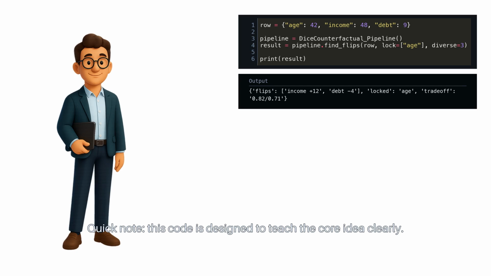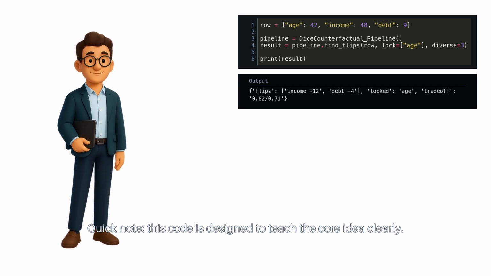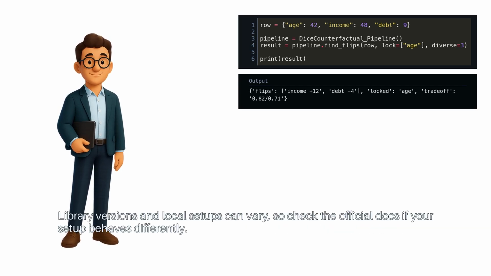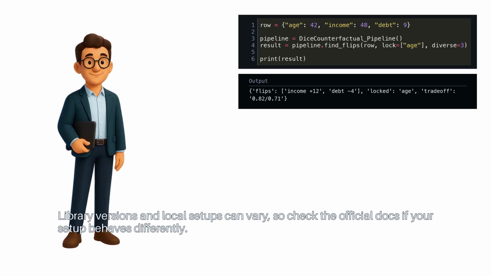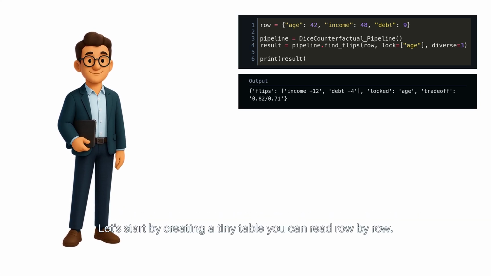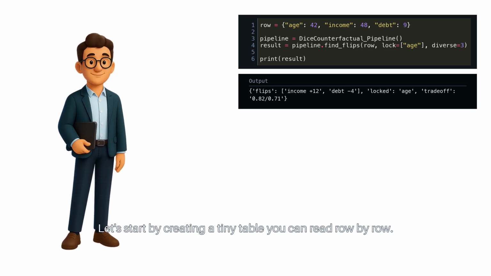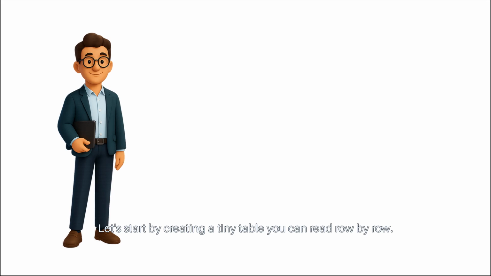Quick note: this code is designed to teach the core idea clearly. Library versions and local setups can vary, so check the official docs if your setup behaves differently. Let's start by creating a tiny table you can read row by row.